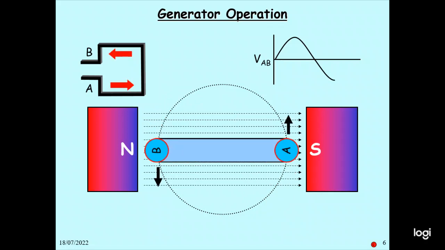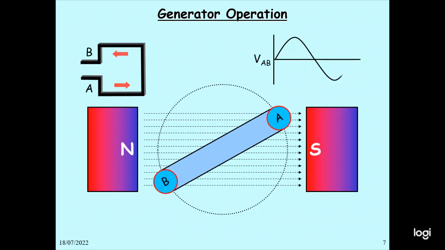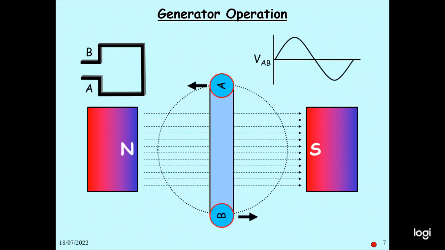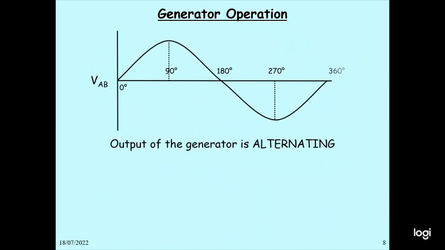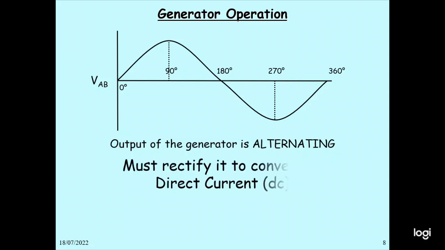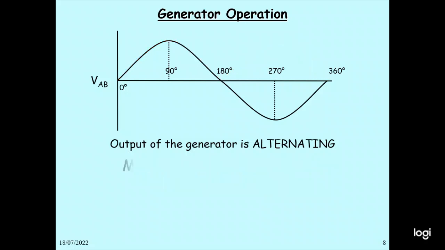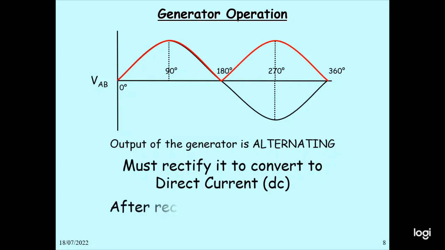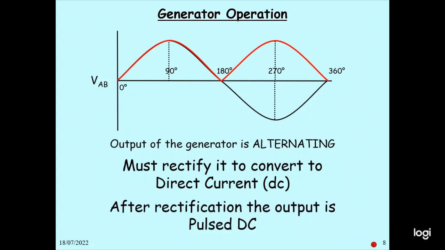The output of the generator armature is alternating current. It must be rectified to convert it to direct current. So this is the alternating current, and the direct current is the red one. After rectification, the output is pulsating DC. This pulsating DC is provided by the commutator. So this is a commutator. The commutator rotates like this, so the output will be the DC.